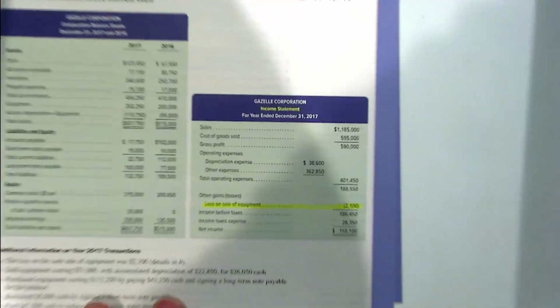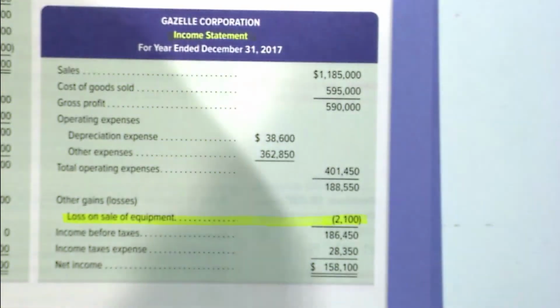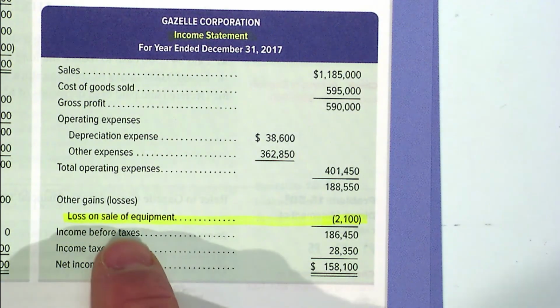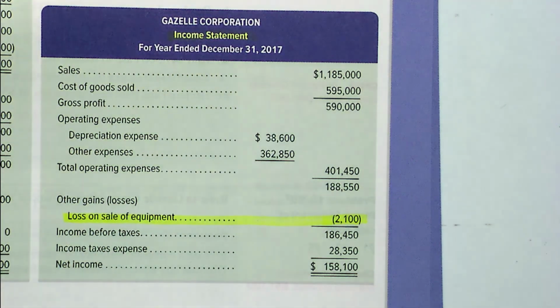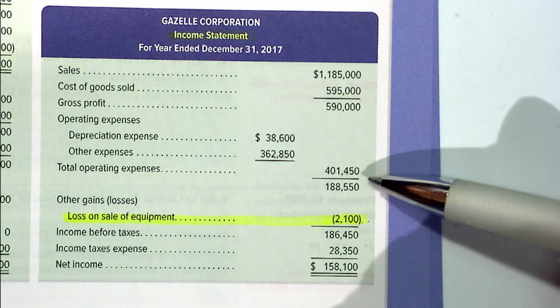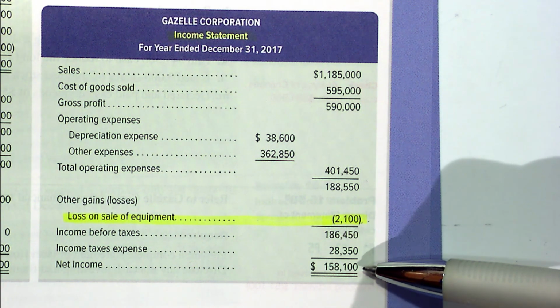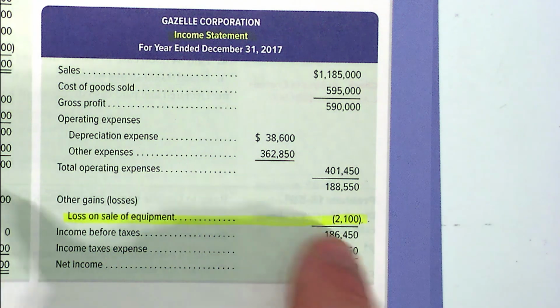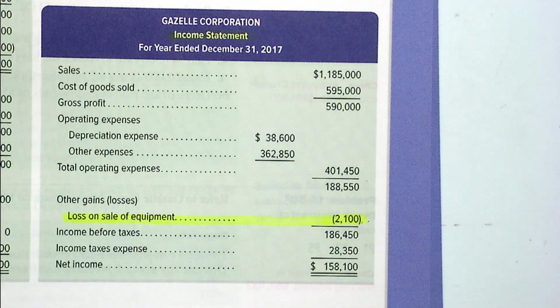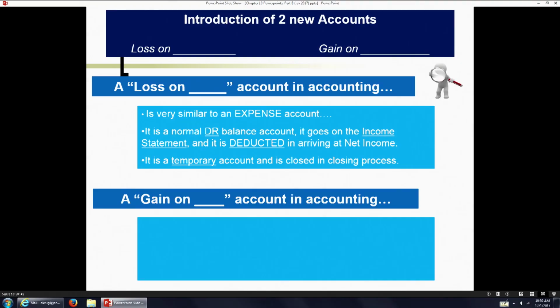Well, let's zoom in on this income statement right here. Okay? This has a loss on sale of equipment. And do you see how that is deducted in arriving at the net income? You see that? So it's kind of like an expense because an expense is deducted, isn't it? You following me? Okay.